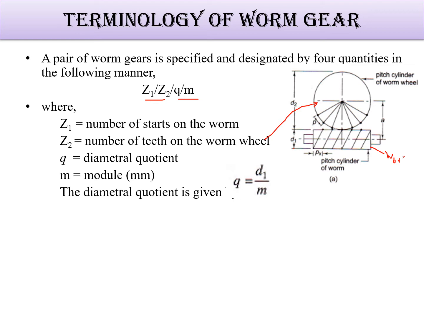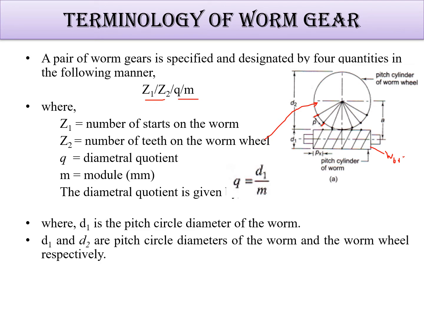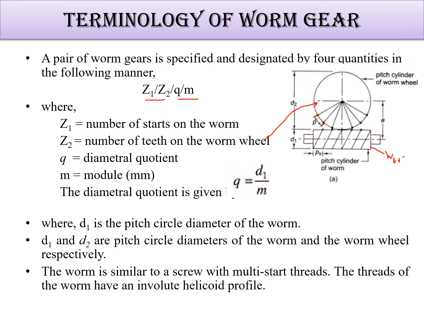Here the pitch is what? You can see the axial pitch which I showed. This is the axial pitch, that is the distance from one tooth to another tooth. This is the center distance, from this axis to this axis, and this is the pitch cylinder of the worm. M is the module. Now D1 is the pitch circle diameter, as I told you, and D2 is the wheel circle diameter. The worm is similar to a screw, so it can be multi-start: single start, double start, three start, four start, like this.